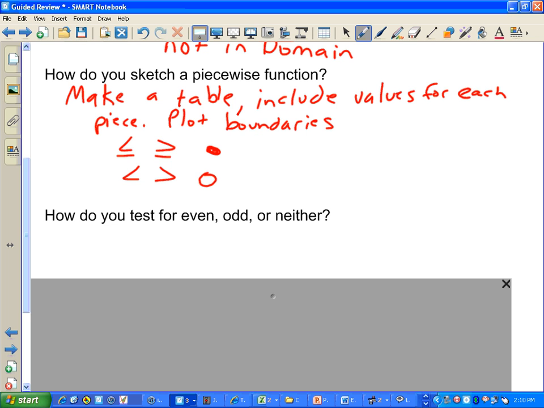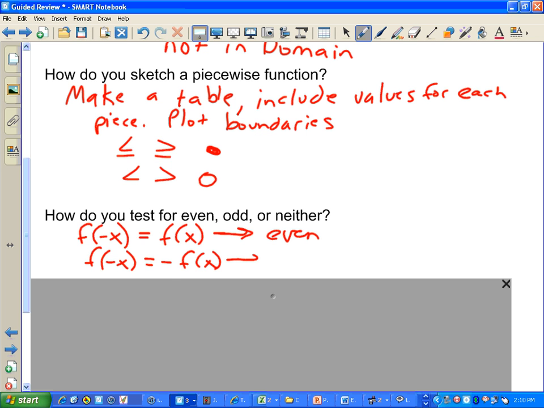We test for even, odd, or neither. F of negative x equals f of x. Even. F of negative x equals negative f of x. It's odd.